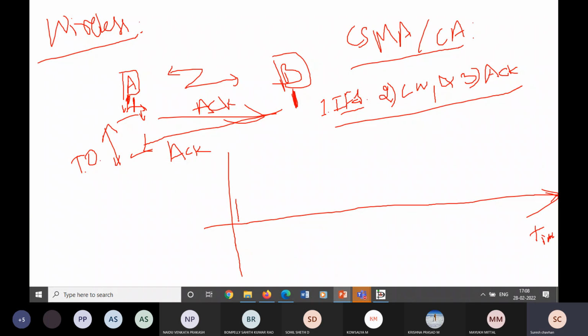Suppose station A senses the medium at this time, and it finds the medium busy. So right here, it's busy. What it does is continuously sense the medium whenever it finds the medium busy. This is continuous sensing of the medium.